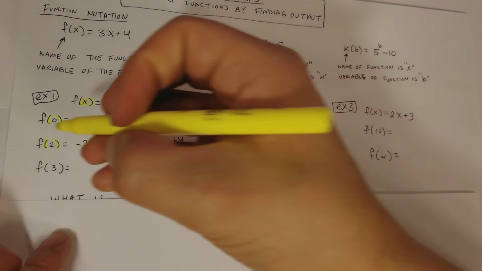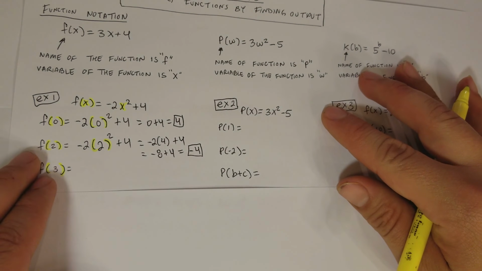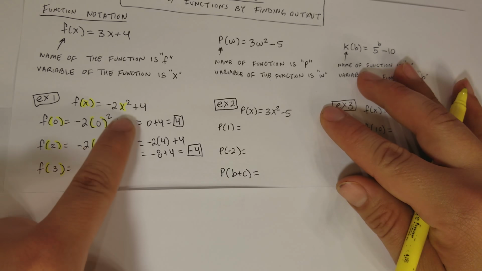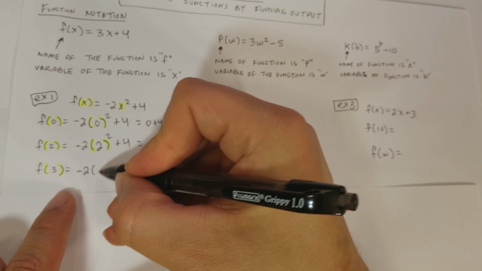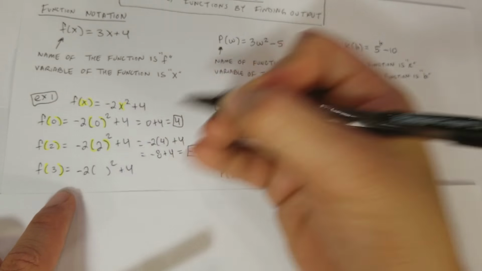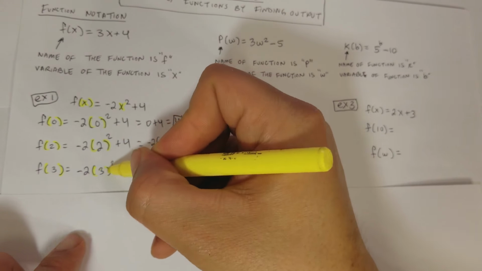F of 3, same exact function, so same exact equation. When you plug in the 3, you're going to plug it into the same exact function, f of x. So it's going to go into the same equation that we had on top. Negative 2 blank squared plus 4. That blank is going to be replaced with a 3 now instead of the x. And then we have to evaluate it.